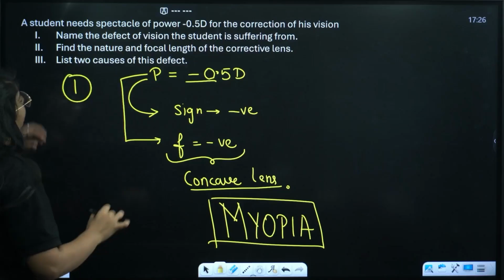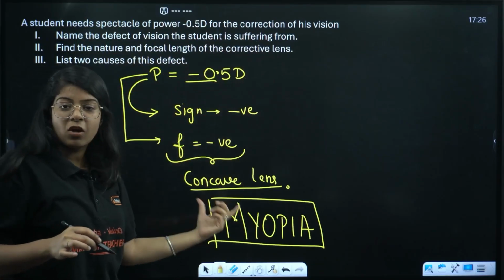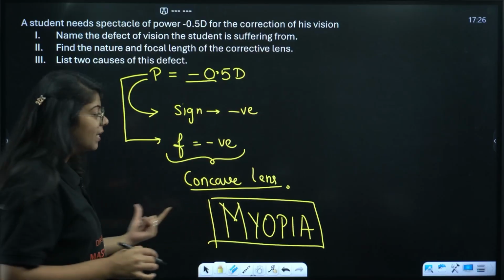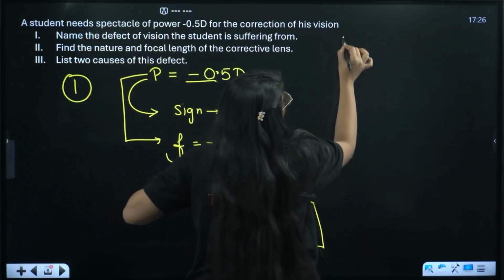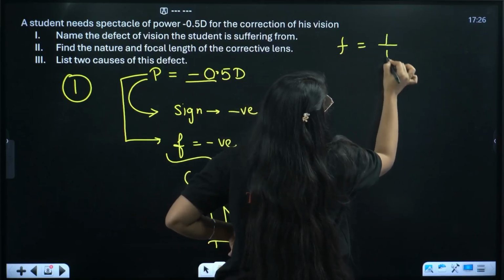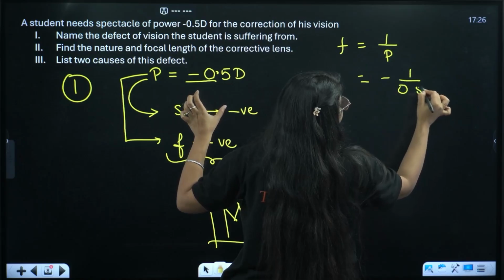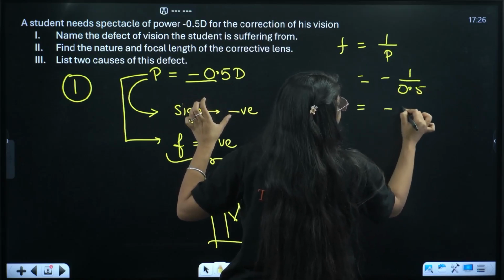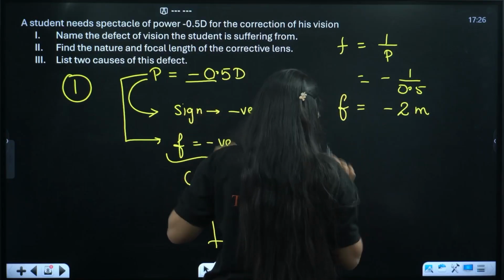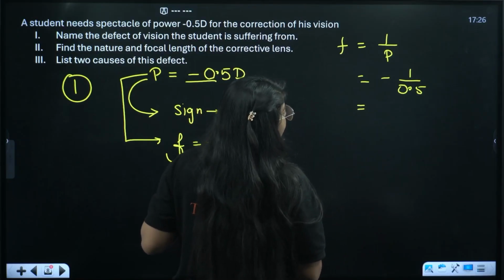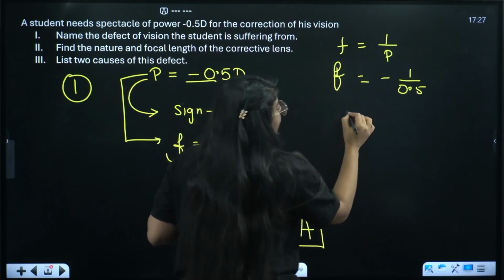Okay, second, find the nature and focal length of the corrective lens. So nature we already told, that is concave lens. Now what is the focal length? We have to find the focal length. So focal length is simply 1 by power. Power is minus 0.5, so focal length is minus 1 by 0.5, so focal length will be minus 2 meters. Yes, correct, I did correct, sorry about that.